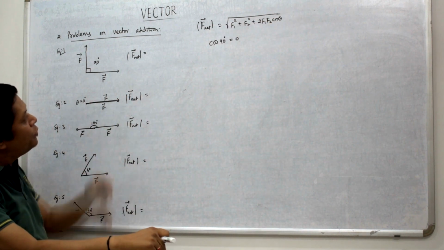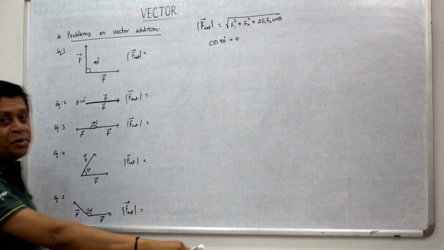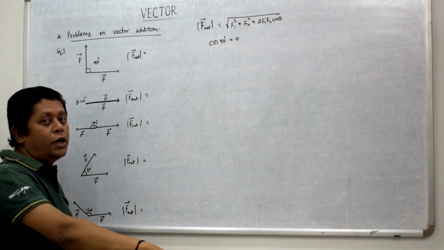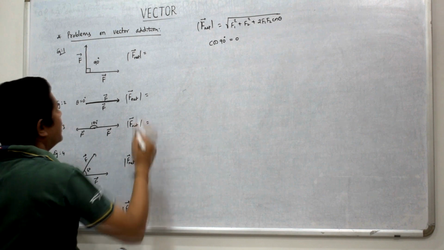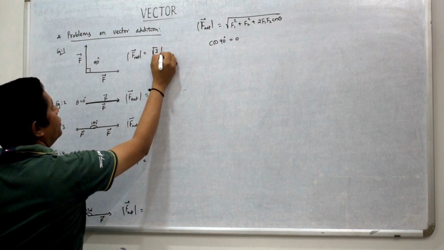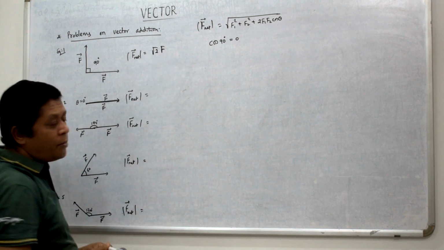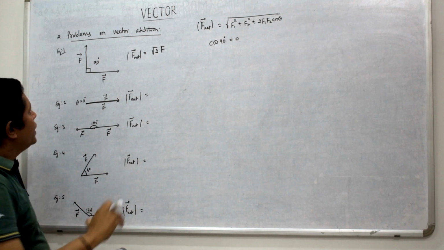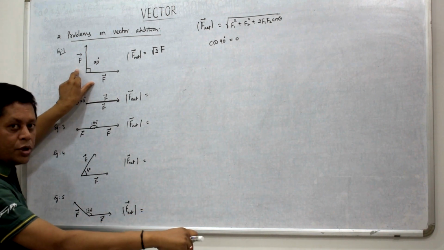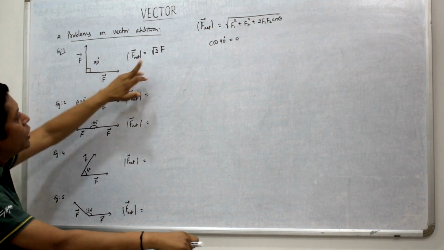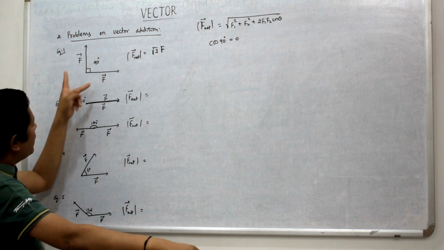Since F1 and F2 are equal, it is the square root of F² plus F², so the square root of 2F². So we can write the resultant will be root 2 F. This is what we say by the Pythagoras theorem. If two vectors are perpendicular to each other, the resultant will be root 2 F if both the vectors are equal.